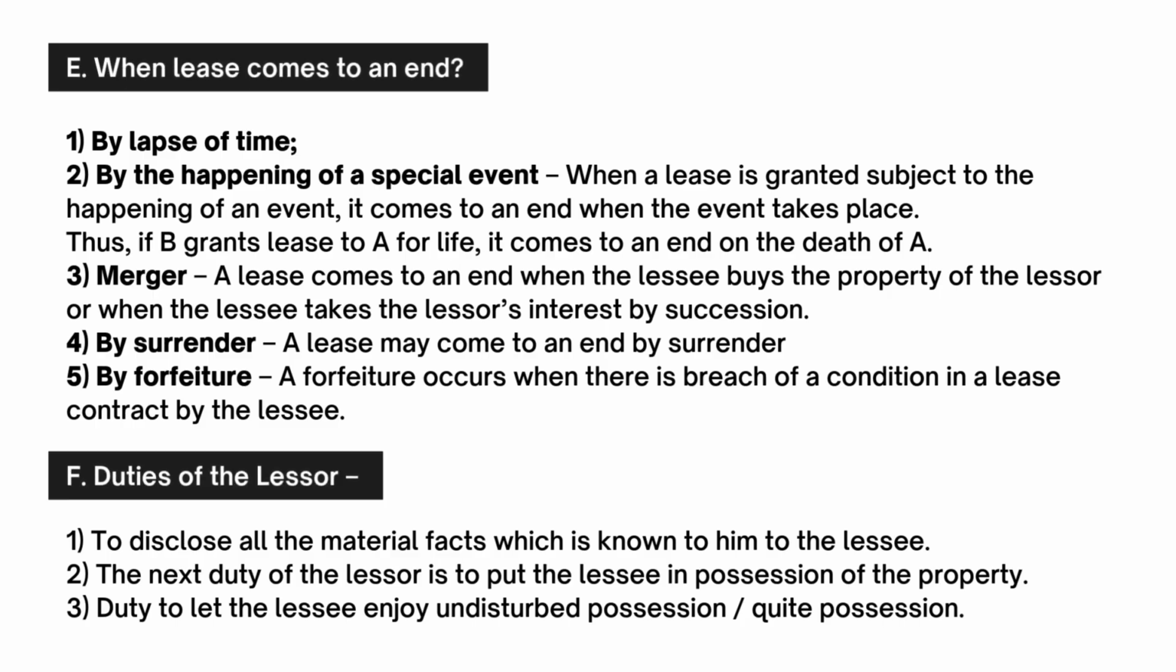E. When lease comes to an end. The lease comes to an end by lapse of time, by the happening of a special event. When a lease is granted subject to the happening of an event, it comes to an end when the event takes place. Thus, if B grants lease to A for life, it comes to an end on the death of A. Merger. A lease comes to an end when the lessee buys the property of the lessor or when the lessee takes the lessor's interest by succession. By surrender. A lease may come to an end by surrender. By forfeiture. A forfeiture occurs when there is breach of a condition in a lease contract by the lessee.